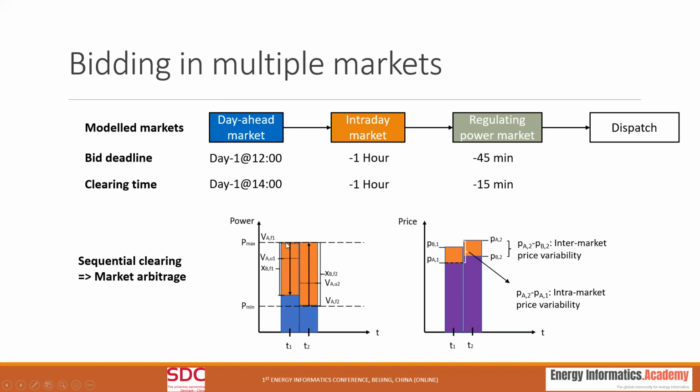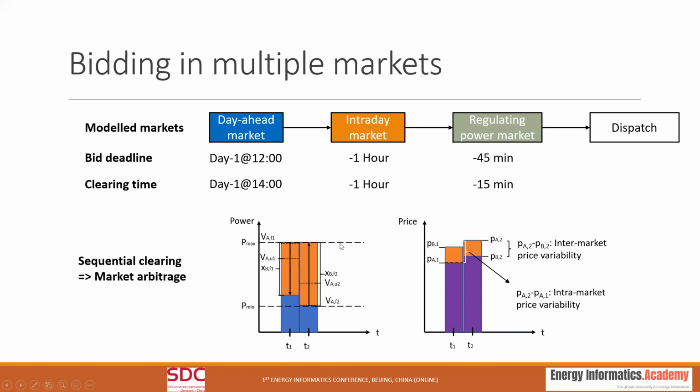And then within the intraday market, you can then sell your extra volume at a beneficial price difference, and therefore create savings. And that's what I call intermarket price variability. So you use the advantage of price differences between markets. And then, of course, there's also the fact that you can use the price differences between hours within the same market. And that's what I call intra-market price variability. So you can decide to shift your process.